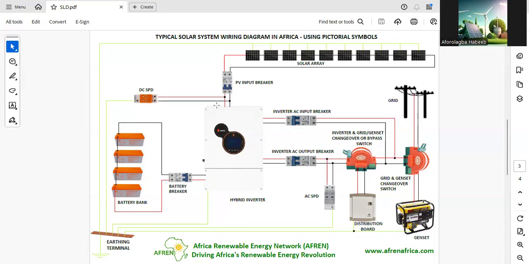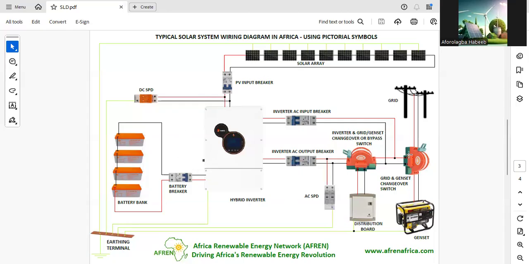Then we also have a DC SPD, to divert surge currents and DC surge currents. So we have this DC SPD there. That is for the PV input breaker, so that is for the PV part. Also for the battery, you have the battery bank here. After the battery, you have the battery breaker, in case you want to disconnect the battery supply. That is for the DC side. So I've explained the solar array, that is the solar DC input, and also the battery input.